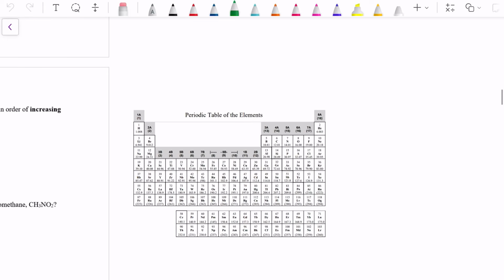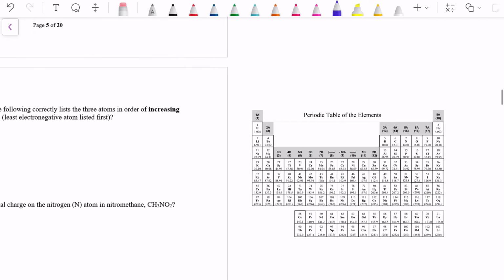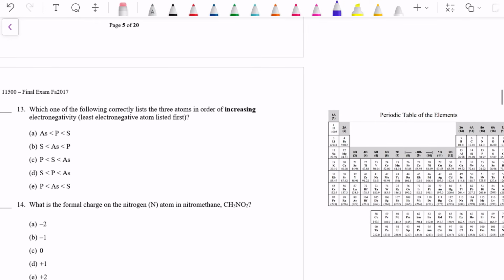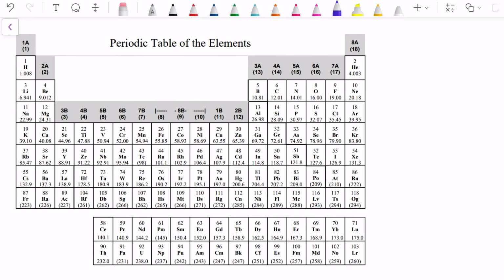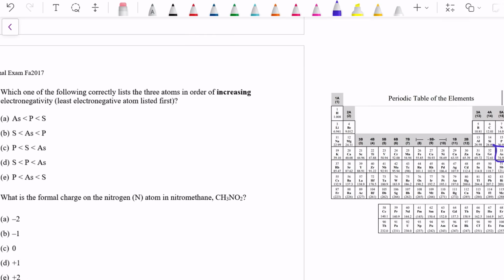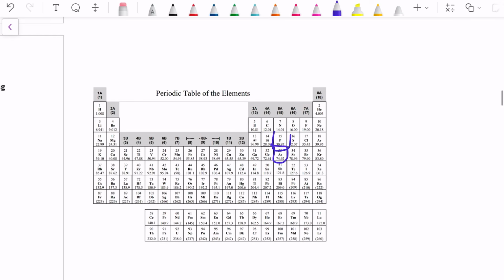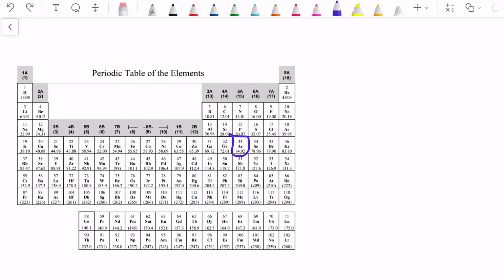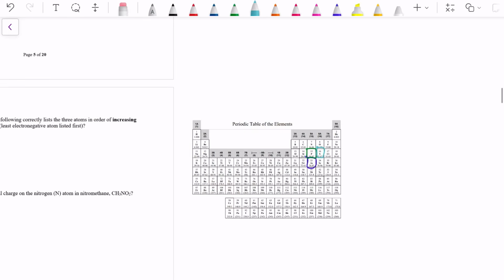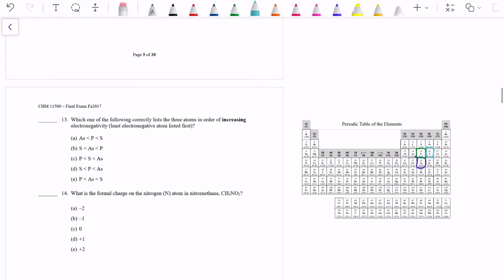I know electronegativity on our periodic table trends this way, with fluorine being a very high electronegativity, and the stuff in this corner being very low electronegativity. So let's find our 3 atoms and see which ones follow that trend. So AS is right below phosphorus. Oh, phosphorus, speak of the devil. Okay, and then sulfur. Let me do these in different colors. Okay, so those are our 3 elements.